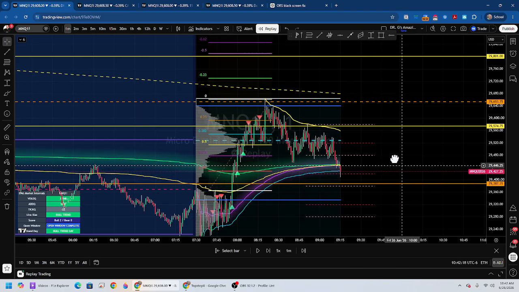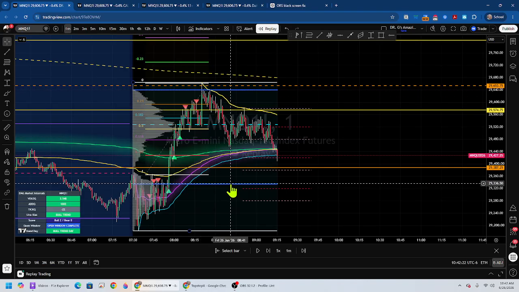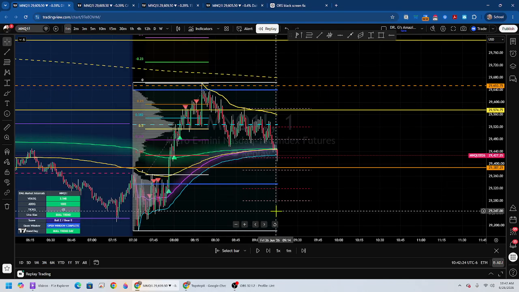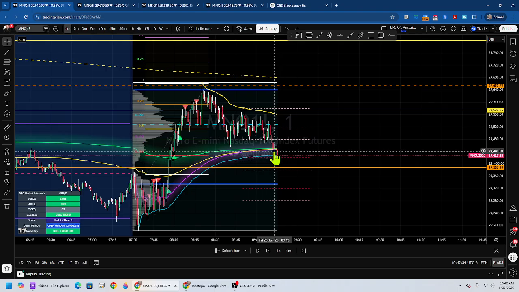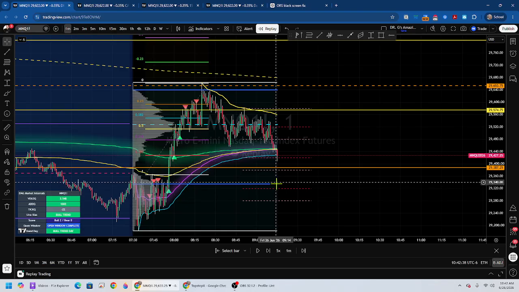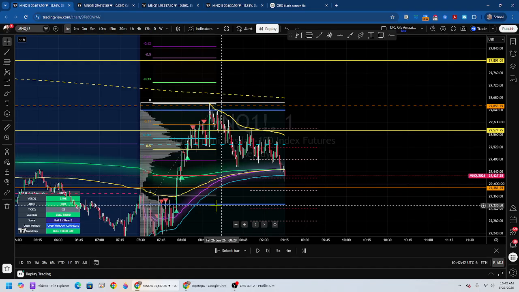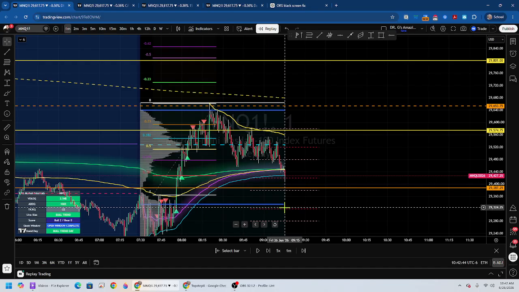Now, here's what we got now. Now we have the value area high and low, and it is 9:14, and so that's significantly into the day. And so it wouldn't be unheard of for this to come down here and then bounce back up, because this is the value area low for the day.